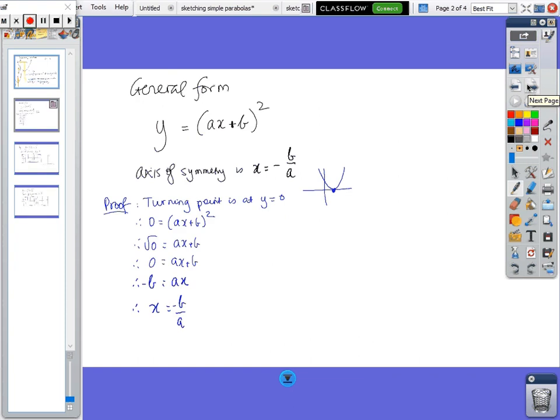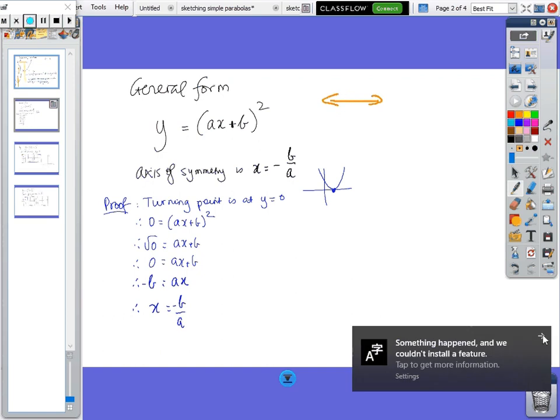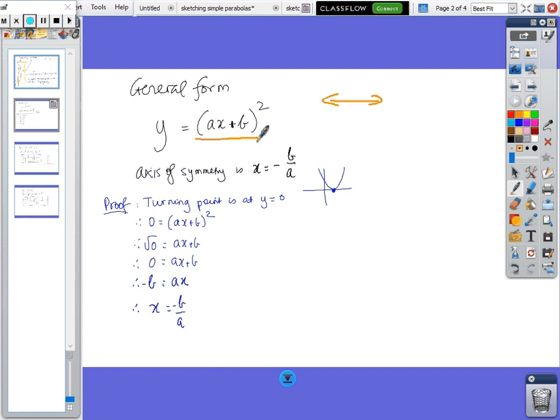Okay, so for this particular one, we're moving the parabola sideways. We have to have what's called a perfect square. When you square a number, it must always be positive, so that's why it's always above the x-axis. We can't have anything down here. That's why it's just bouncing off the x-axis.